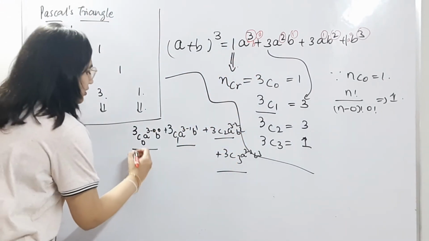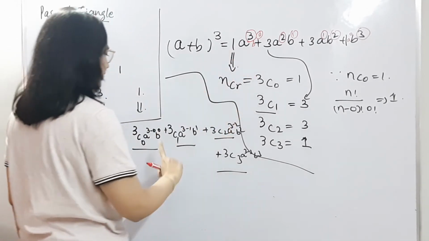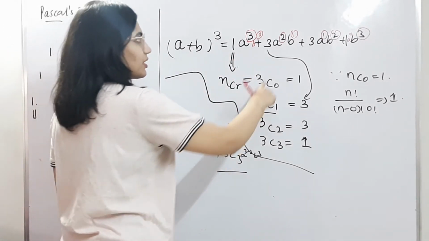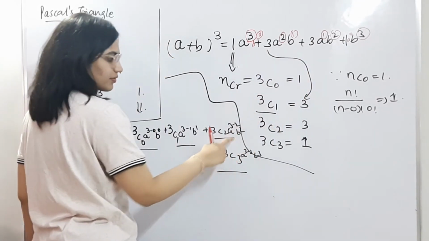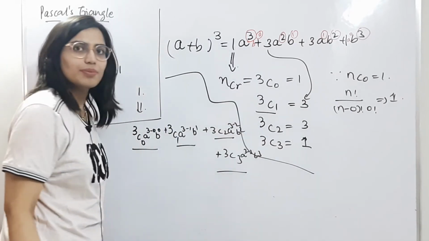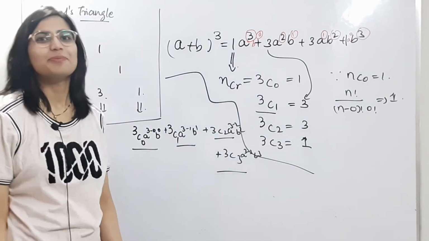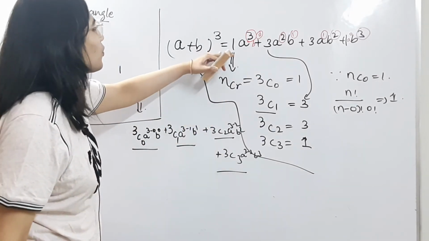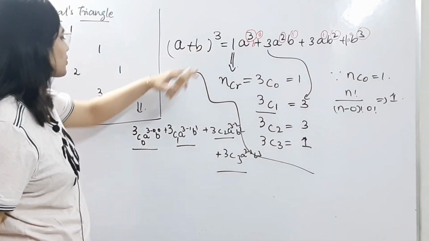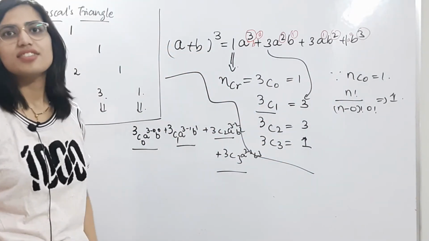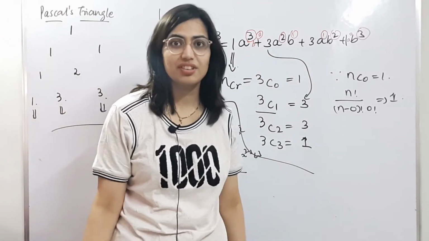Yes, see here. 3C0 into a cube. 3C0 is 1, a cube. 3C1 into a square b, 3. 3C2 into a b square. 3C3 into b cube. This expansion here is nothing but binomial theorem. See how we got, this is the known expansion for you, and how we have reduced this to this. In short, this is how you represent binomial theorem.